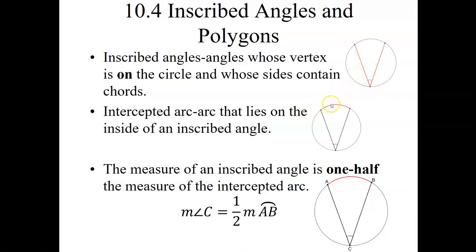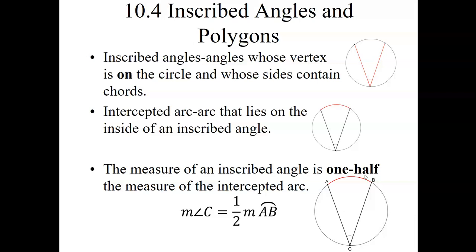The intercepted arc is the arc that's inside the inscribed angle. What we discussed about the relationship between the angle and the arc is that the angle is half as big as the arc. So remember, the angle is the smaller one. The measure of the angle is half as big as the measure of the arc.